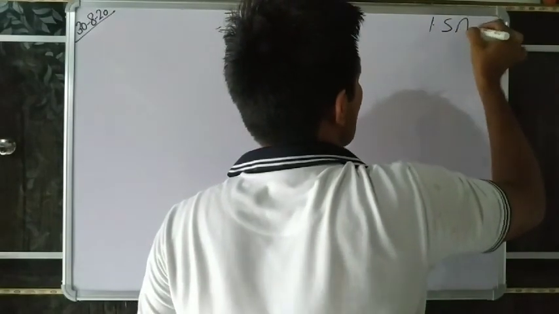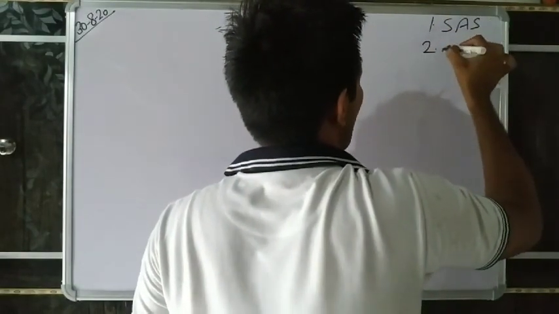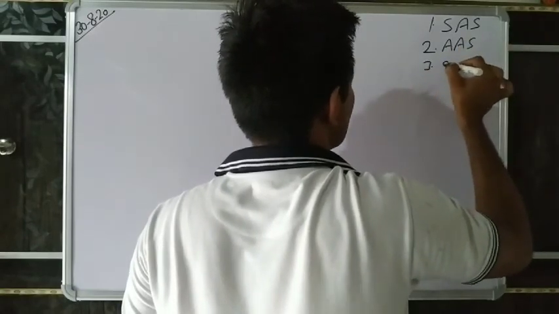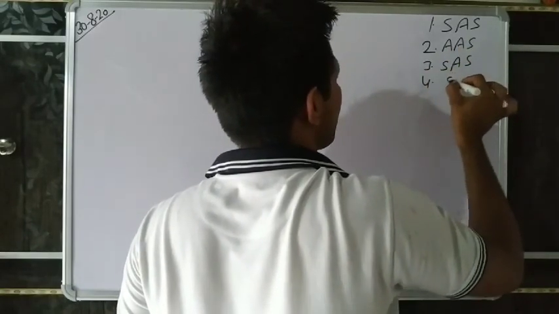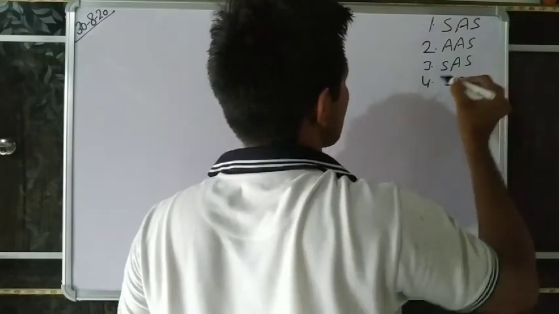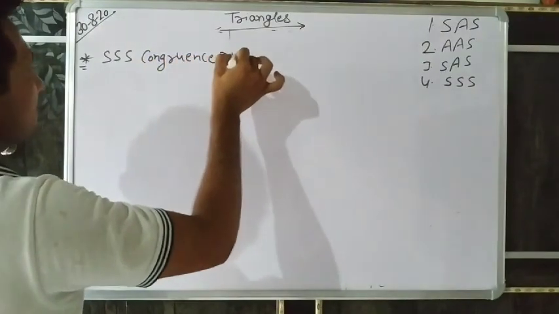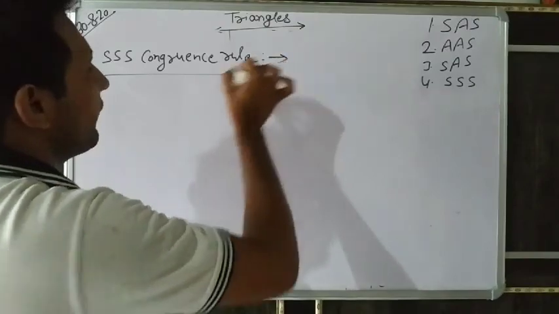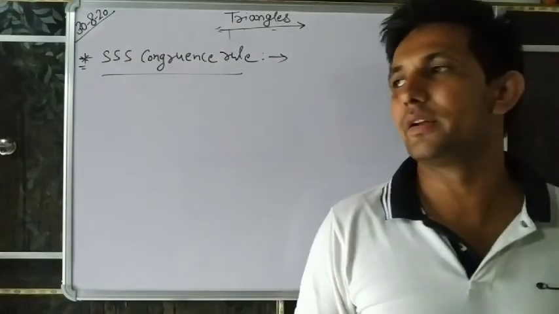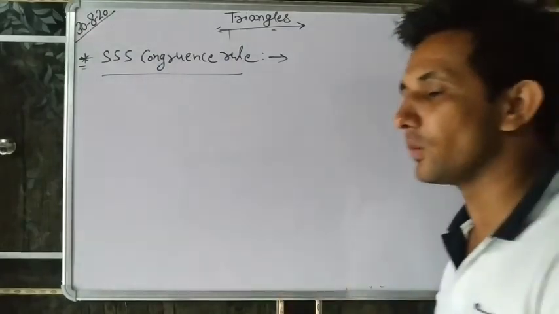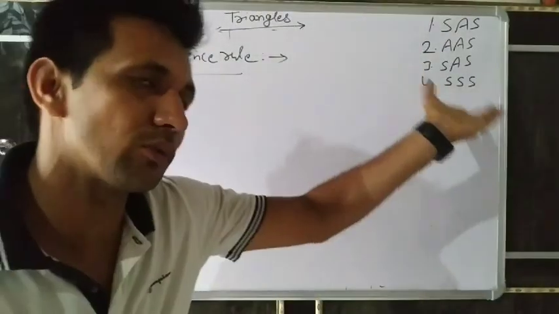We already discussed these three results. First is side angle side, second is angle side angle, third is side angle side. Now the fourth case is side-side-side. So note down, everyone. SSS congruence rule. What is the SSS congruence rule? If three sides of one triangle are equal to the corresponding three sides of another triangle, it is the SSS congruence rule.